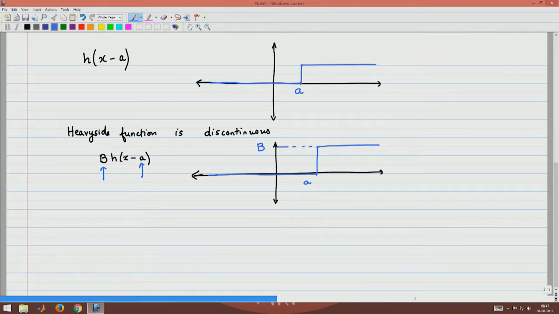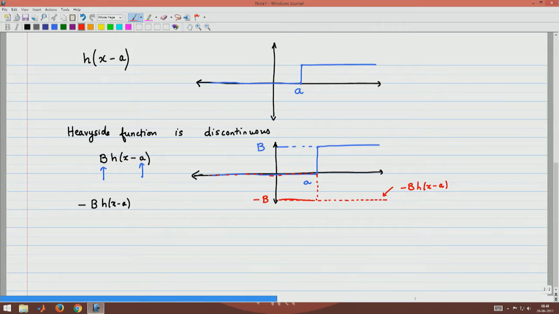Now, you could also have a Heaviside function where you take minus of, I will just say, B times h of x minus a. Suppose I take minus B times h of x minus a, and I will show this in red. It will be 0 and then it will go to minus, and this value is minus B. So, this is minus B h of x minus a.